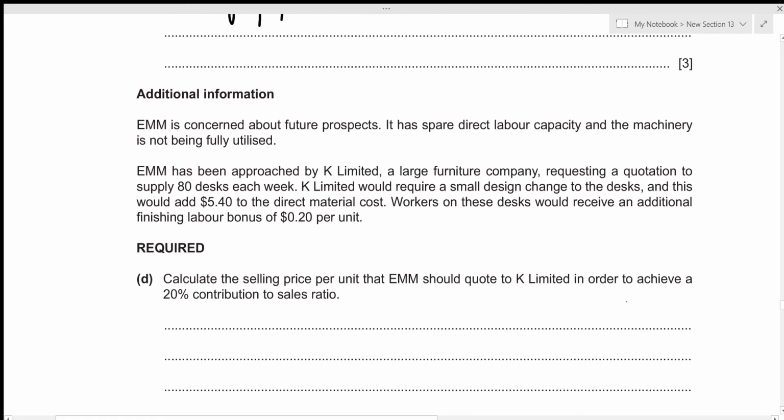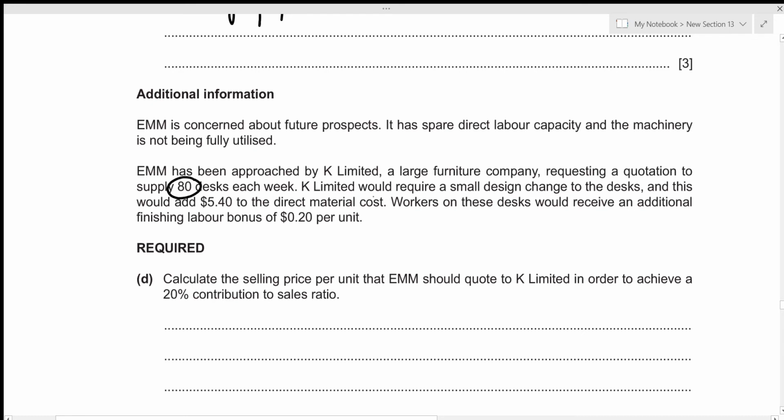Alright, we're given additional information. So EMM is concerned about future prospects, and it has spare direct labor capacity, and the machinery is not being fully utilized. EMM has been approached by K Limited, a large furniture company, requesting a quotation to supply 80 desks each week. So this is our new weekly number of units to be produced for K Limited.